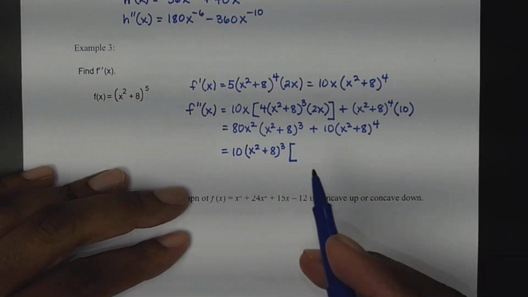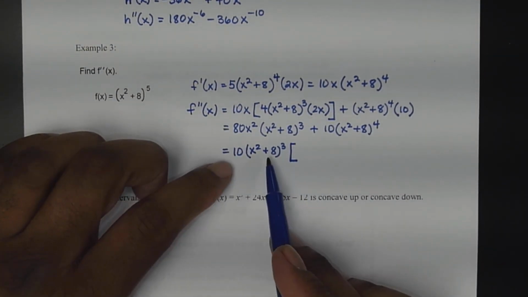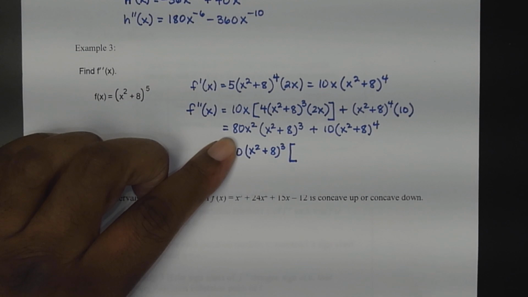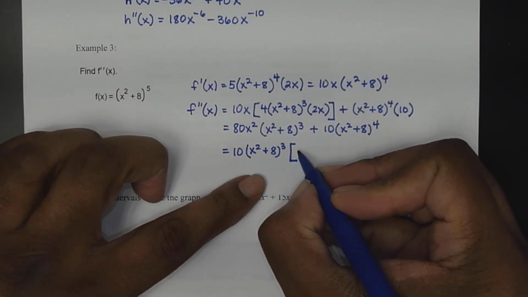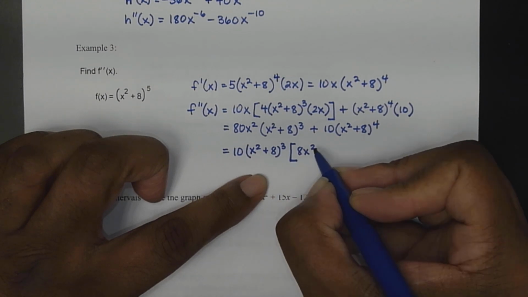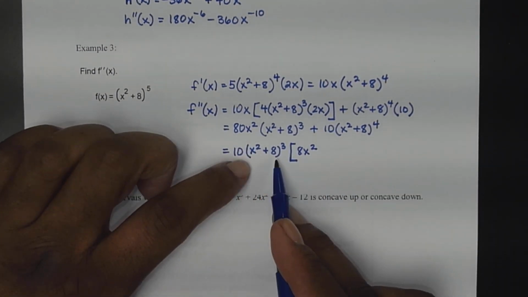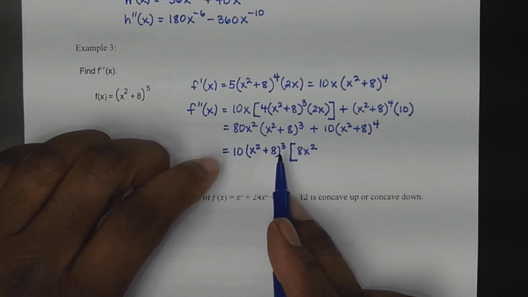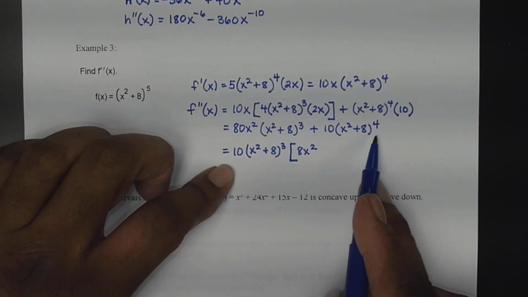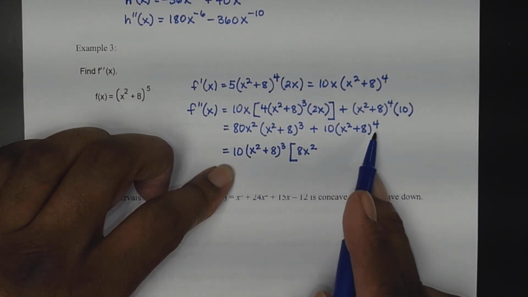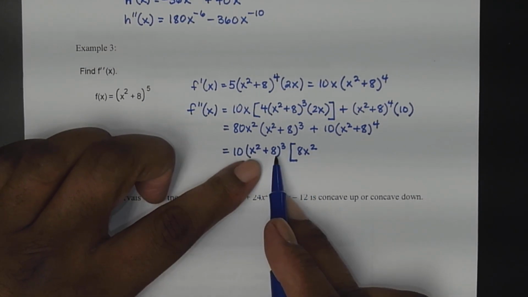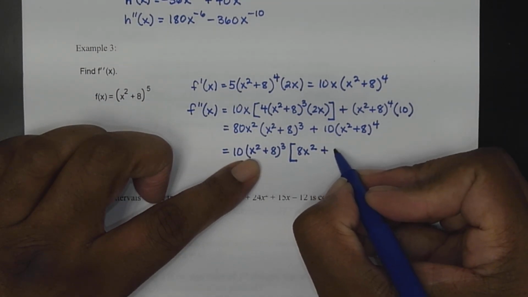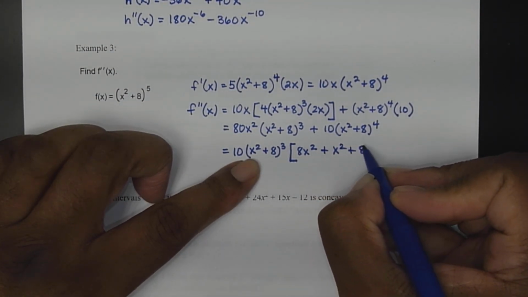Now, if I simplify this, take a look at this first term with what I'm factoring out. If I factor out a 10 from the 80x squared, I'm going to be left with 8x squared. And I've already factored out all of the x squared plus 8 quantity cubed. That would be gone. Now compare that with the 10 times the quantity x squared plus 8 raised to the 4th power. 10 will be gone. 3 of the x squared plus 8 have been factored out. I'm left with only one of them, which is x squared plus 8.